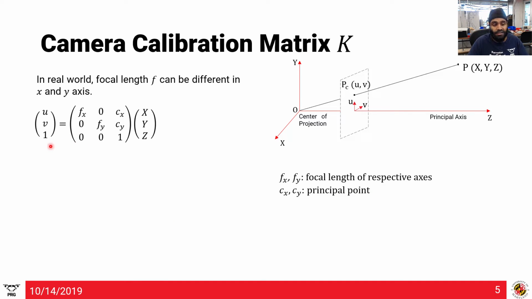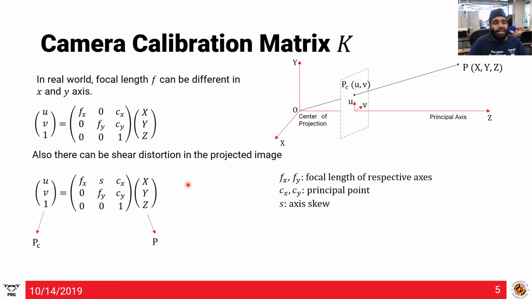But in the real world, they are not exactly the same. So you'll have fx, fy, cx, cy, and this would be the new equation, right? But this also assumes that there is no shear distortion. But when you take an image, you see a bit of shear distortion in the projected image, right? So I need a term called S, which is my shear.